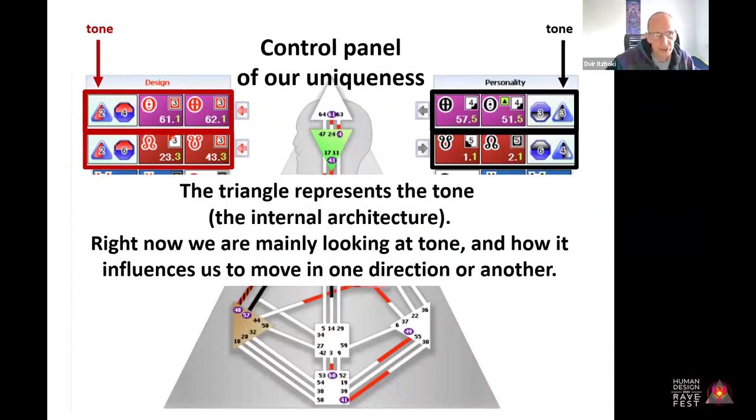So this triangle represents the tone, and that's, if you remember, the tone is the internal architecture, the internal frequency that define our cognition. And what we are going to see is how this tone influences us. Depends on the number there that's in this triangle, how it influences us to move one direction or another.